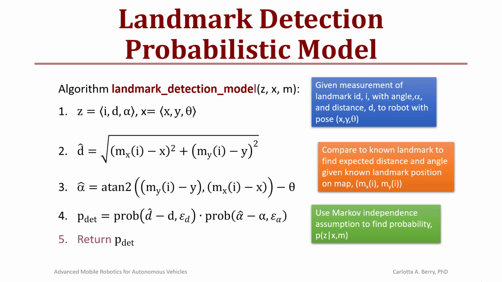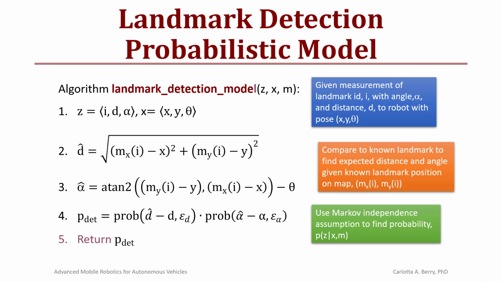And the expected distance is going to be given by the Euclidean distance, the square root of mx of i minus x squared plus my of i minus y squared, where mx of i and my of i represent the landmark's known position on the map. And alpha hat, which is our expected angle, is arctan2 of my of i minus y, mx of i minus x, minus theta, which is the angle or bearing of the landmark with respect to the robot pose.